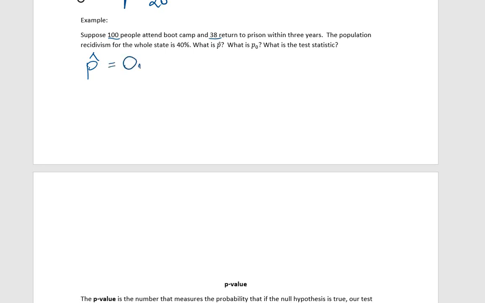So p hat is 0.38. Our p naught is the status quo, that's the thing that we're testing against. So since the population recidivism rate for the whole state was 40%, that's our status quo. And something else I like to add in here is that n is 100, so that's how many people we observed. Now, the test statistic, we need to find the standard error.